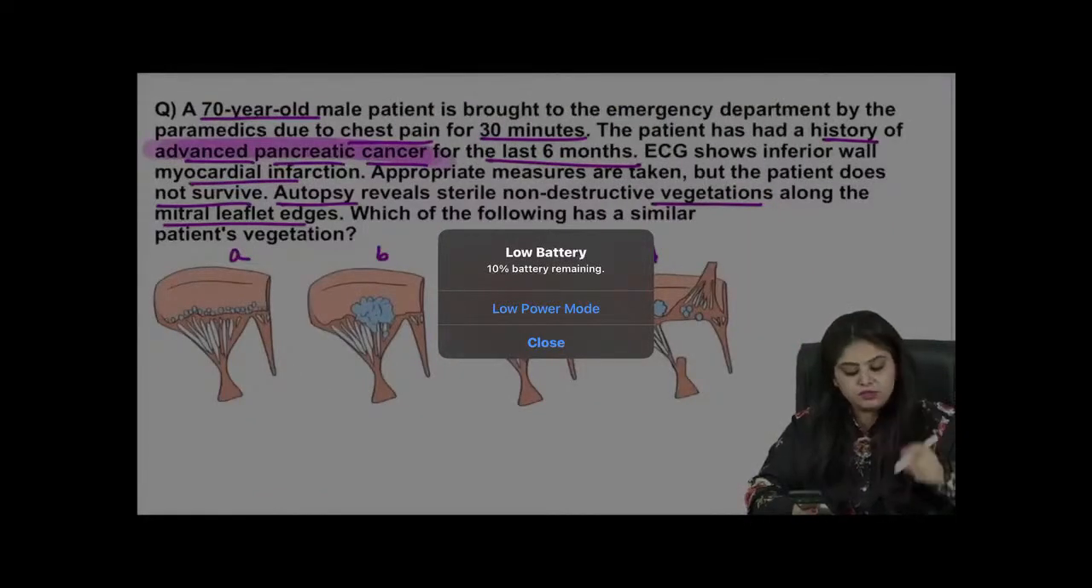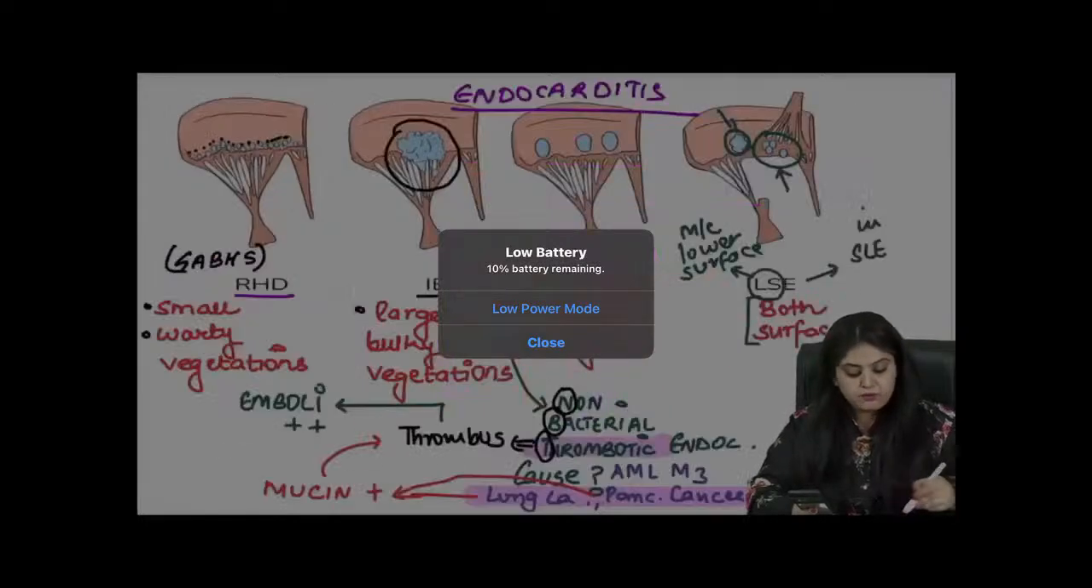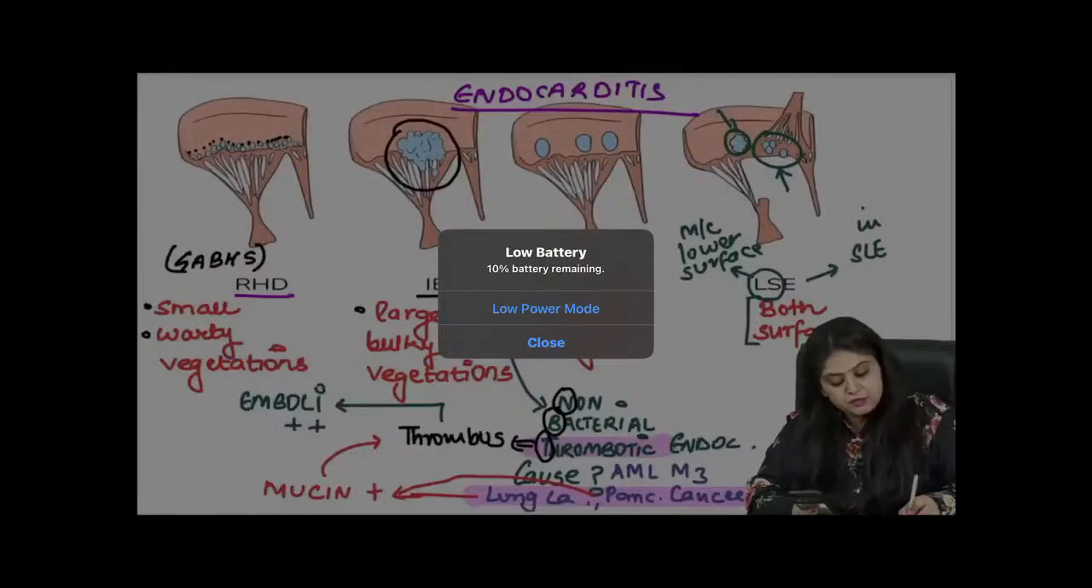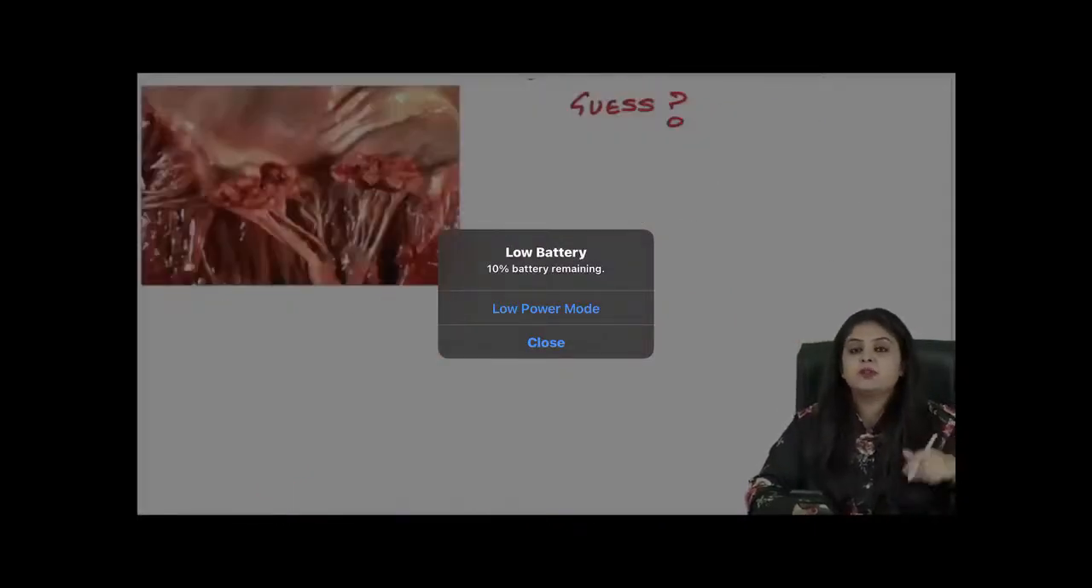And look at these vegetations, they are very fragile. Fragile means they will break. Common sense. Ma'am, if a thrombus is formed, it will break. It will form embolism. Coming to the last one, LSE, Libman-Sacks endocarditis. And you know the disease, the disease that you know is SLE. How do you see the endocarditis vegetations? On the upper surface as well as the lower surface. Both the surfaces show you vegetation. The more common surface is going to be the lower surface.